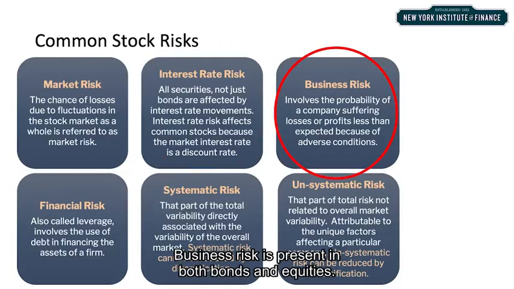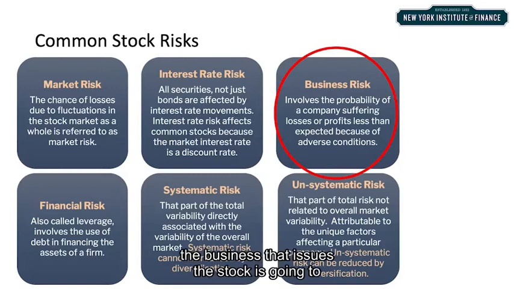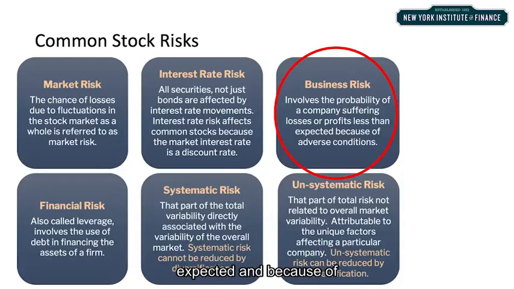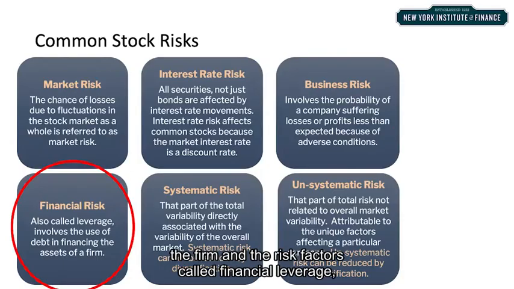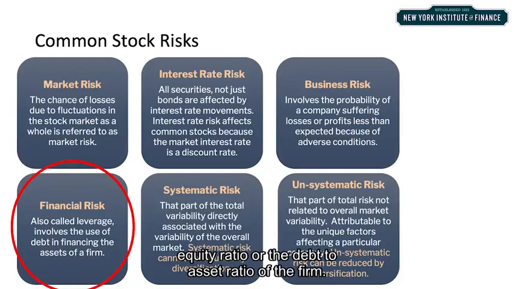Business risk is present in both bonds and equities, and for equities it's primarily whether the business that issues the stock is going to make a profit or a loss that is greater or less than expected, because of changes in economic conditions. Financial risk is also called leverage. This is where a business can add debt to their balance sheet by borrowing more money as opposed to issuing equity. This increases the default risk of the firm, and the risk factor is called financial leverage, which can be measured by the debt-to-equity ratio or the debt-to-asset ratio of the firm.